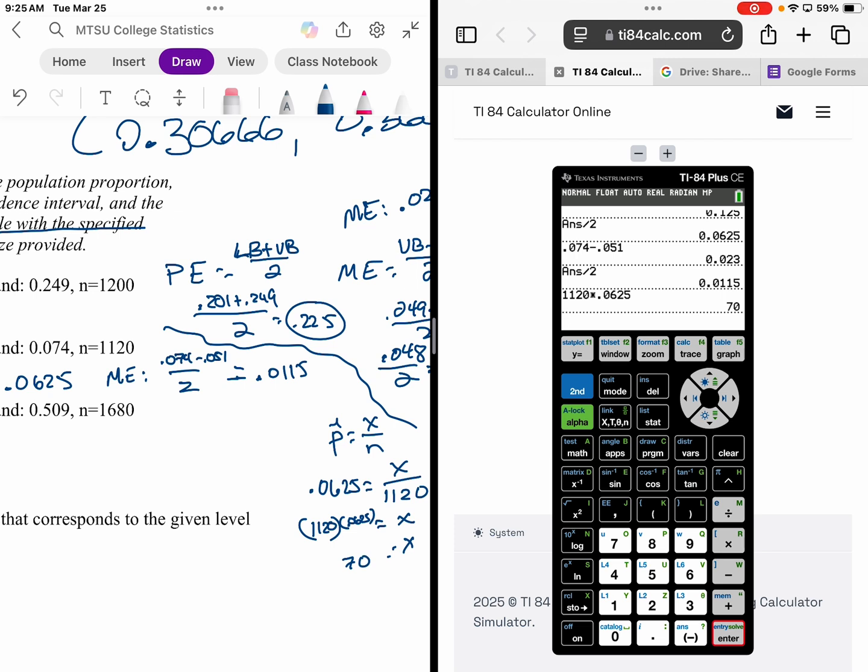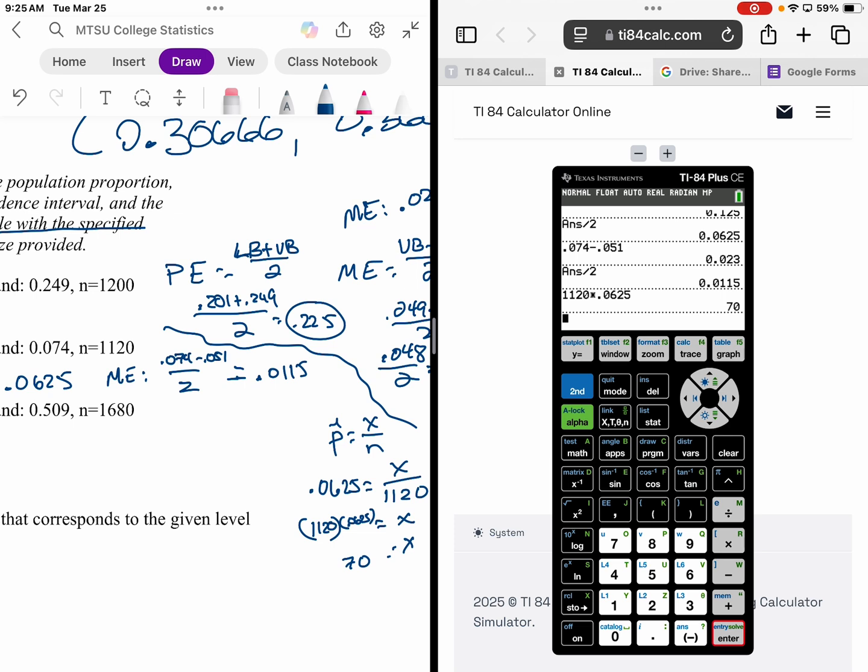Now I'm going to pause for a second. Are there any questions on trying to calculate the point estimate, the margin of error, or the X value since we know the P hat and the sample size? Does anybody have any questions on those?